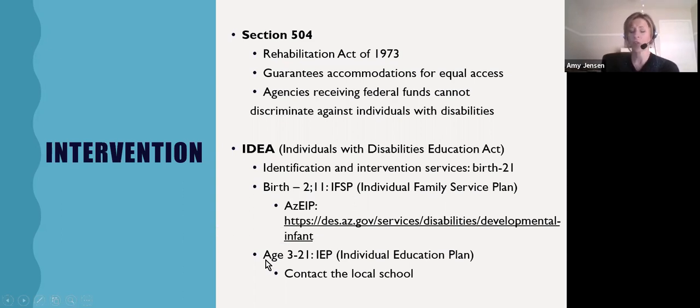And then if the child is 3 or older, 3 to 21, that's when we use the IEP plan in the schools. So that assessment and evaluation would be through their local school. So you can refer them to their local elementary school or high school, and they will be responsible for providing assessment and identifying whether that child qualifies for services.